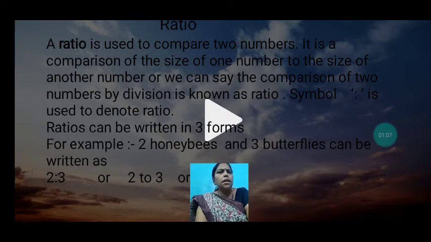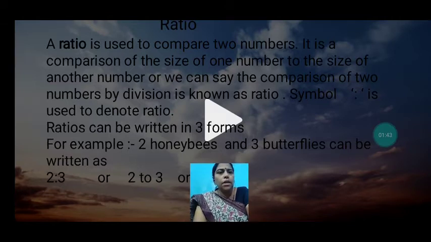Or we can say it is the comparison of two numbers by division. So here we use the term ratio to compare between the numbers. And what do we use there? We use division. We divide the two numbers and then we can compare them through ratio. The symbol colon is used to denote ratio. So which symbol is used there? You can see two dots, and two dots means colon, and that is used to denote ratio.